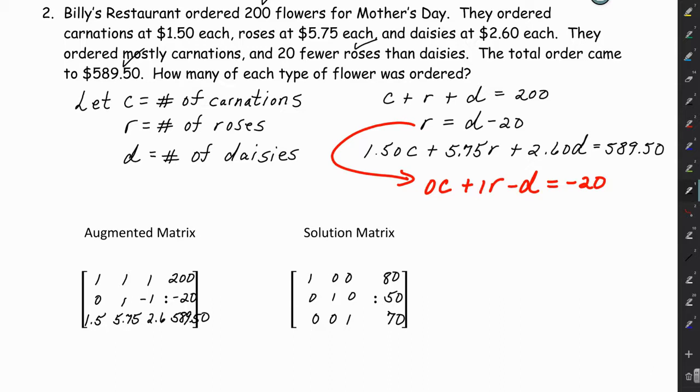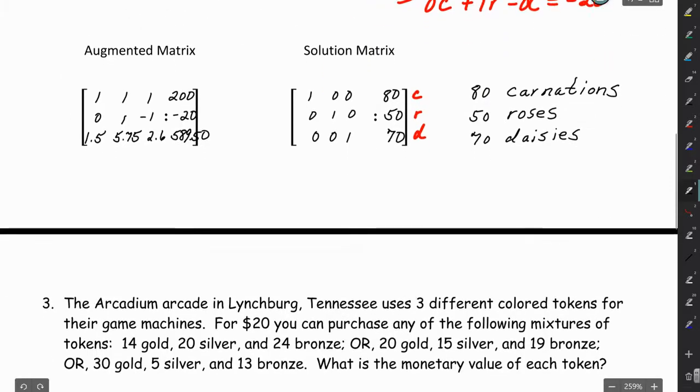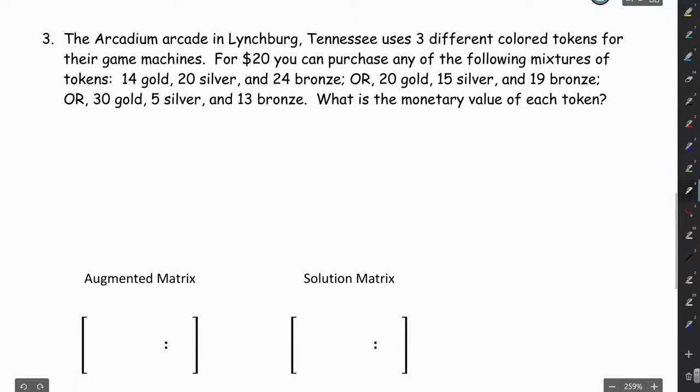Right, so remember that we put our equations in the order of C, R, and D. So this is C, R, and D. So we know that for each, it says how many of each type of flower was ordered. We know that we have 80 carnations, 50 roses, and 70 daisies. Okay, moving on to number 3.